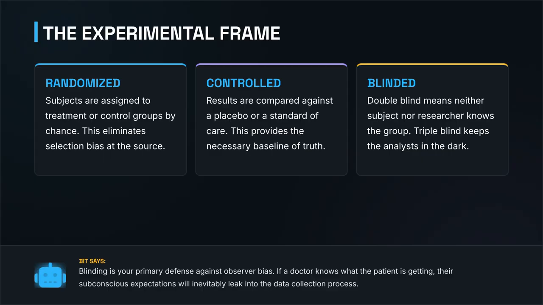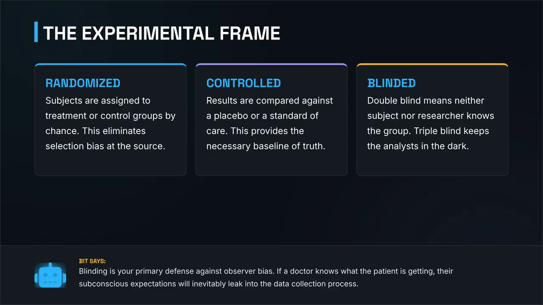Finally, the frame must be blinded. Double blind means neither subject nor researcher knows the group. Triple blind keeps the analysts in the dark during the number crunching phase. This exact setup is the absolute bedrock of modern drug approval and scientific methodology worldwide. Master these three structural pillars, and you will completely master the foundational trial framework on your upcoming board exams.